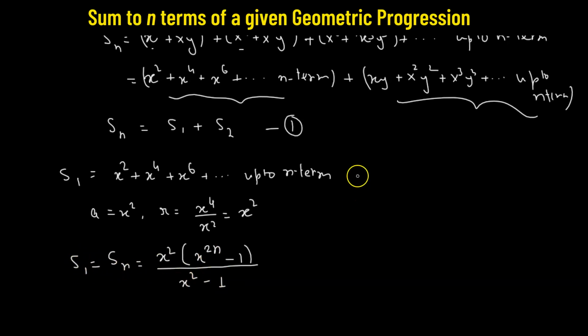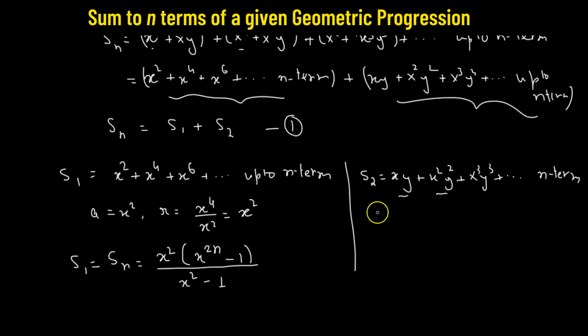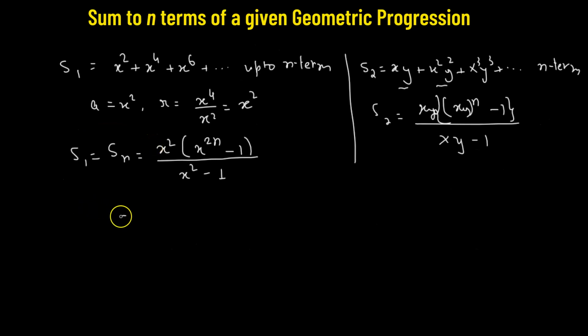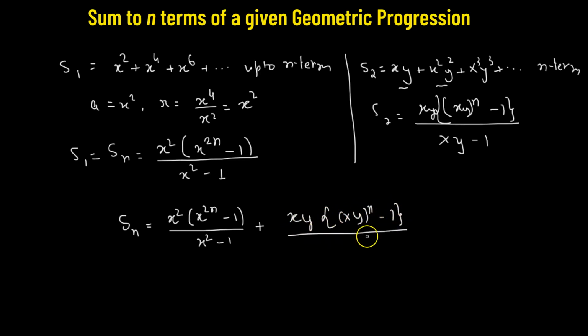So this is our S1 value, the sum up to the n terms, and then we can find S2 as well. S2 is xy plus x squared y squared plus x cubed y cubed up to the n terms. Here the first term is xy and the common ratio is also xy. So our sum will be equal to the first term multiplied by the common ratio raised to the power of n minus 1, divided by the common ratio xy minus 1. Now we can add the two sums to get the total sum Sn. So Sn equals x squared multiplied by (x raised to the power of 2n minus 1) divided by (x squared minus 1), plus xy multiplied by (xy raised to the power of n minus 1) divided by (xy minus 1). So this is the sum up to the n terms.